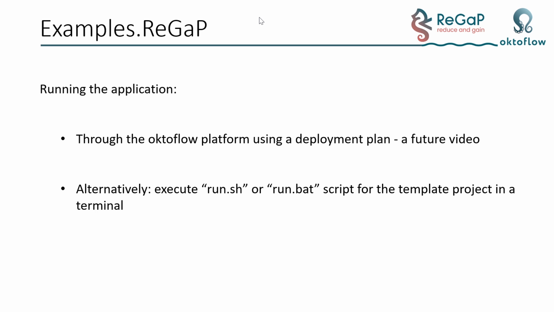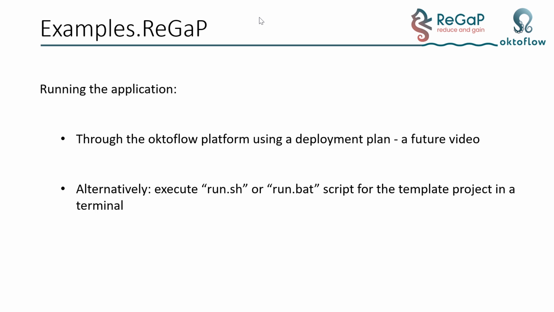However, this needs a deployment plan as oktoflow typically runs applications in distributed fashion. We will show in a future video how to create a deployment plan using the management UI. Alternatively, we can run the application through the generated build process of the application code template. This step will download the integrated application from the platform and execute it.